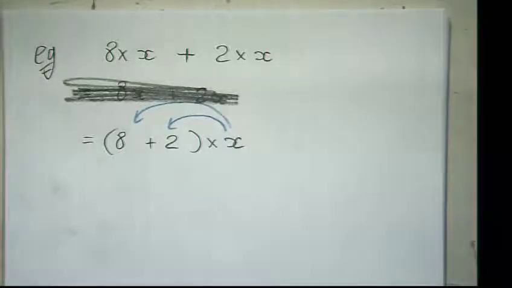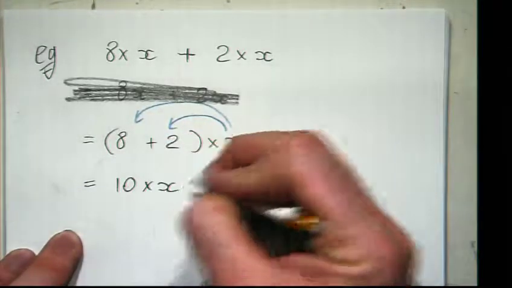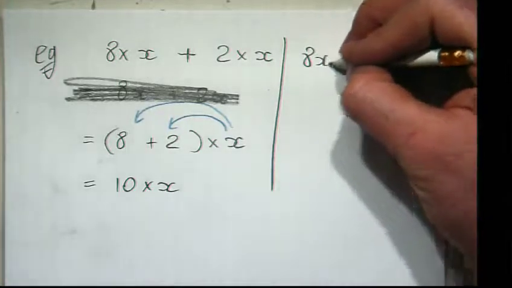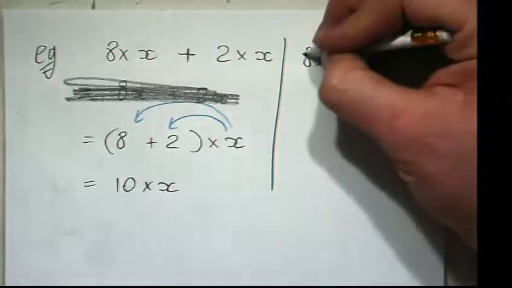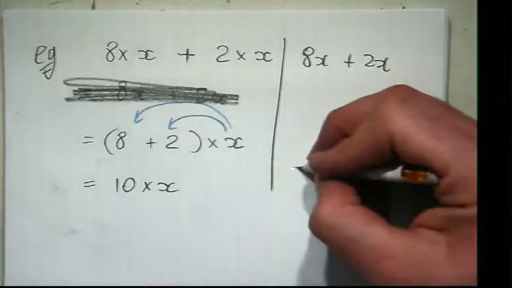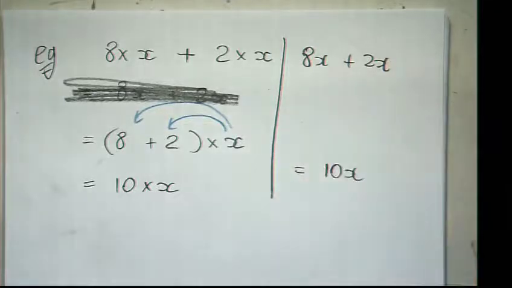I can pull the x out, and now 8 plus 2 is 10. So even though I don't know what x is, I can turn 8 times x plus 2 times x into 10 times x because of the rules of how numbers work. When a mathematician writes this, it will be much more like 8x plus 2x. And they will skip straight to this step. They won't put the bit in between. Okay?